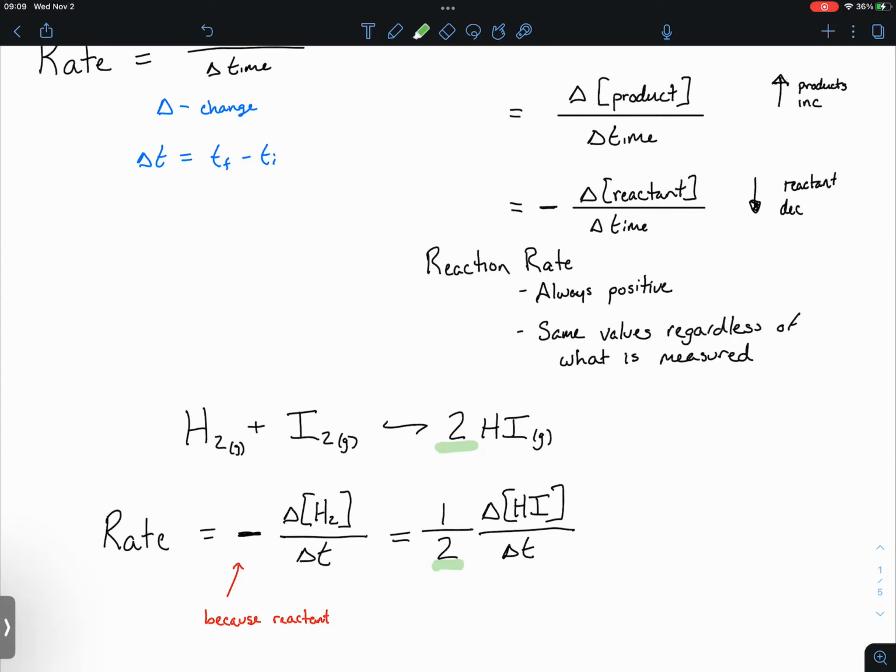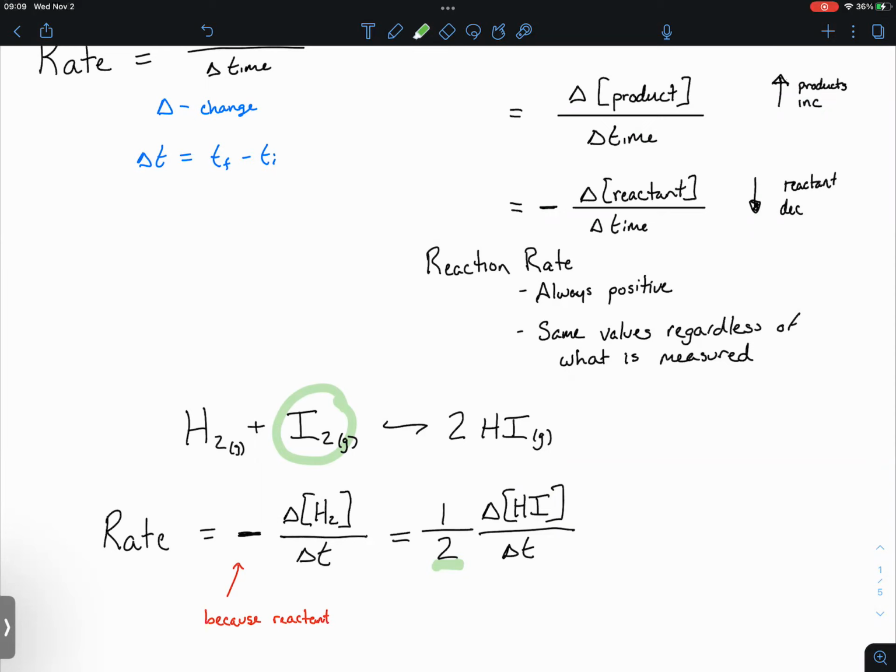Now, I could measure either one of these and I should be able to get the same value, right? So it really depends on what's going to be the most convenient thing for you, given your particular reaction. For this reaction, one of the more convenient things to measure would probably be the change in the concentration of iodine, because iodine is a brightly colored molecule. It's this bright purple molecule.